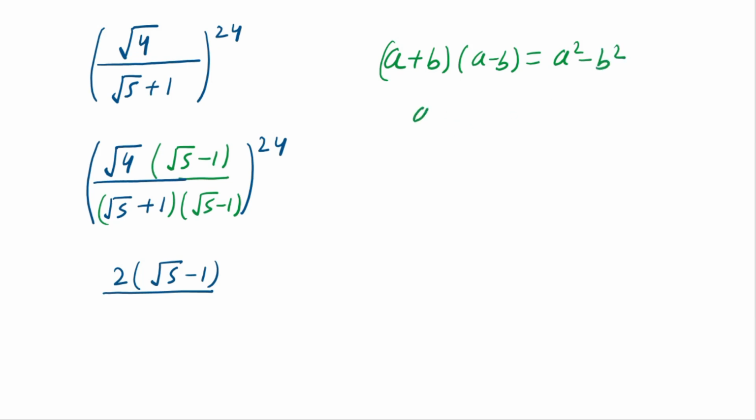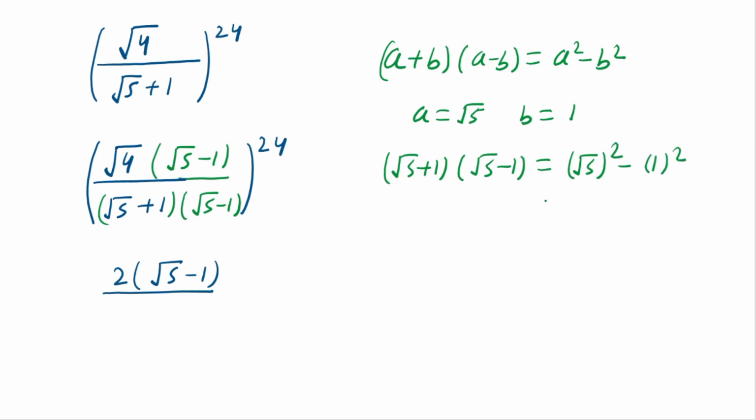Here if we substitute, a is equals to square root of 5 and b is equals to 1, then in left hand side square root of 5 plus 1 is multiplied by square root of 5 minus 1, and this is equals to square root of 5 bracket power 2 minus 1 power 2. Square root of 5 is square, here square root is cancelled out by this square, then 5 minus 1 square is 1, this is equals to 4. So here value of this expression, this is equals to 4. In denominator part here 4 bracket power 24.